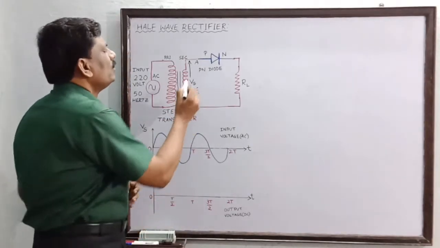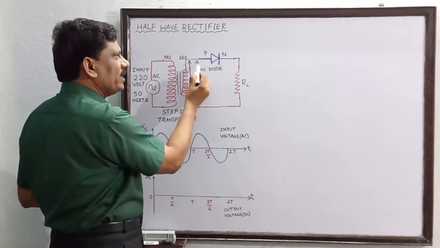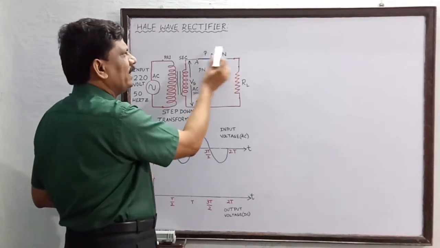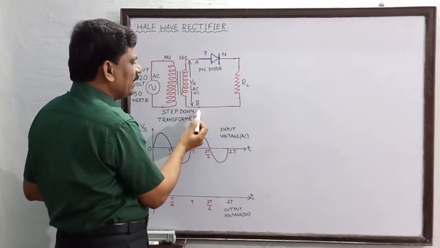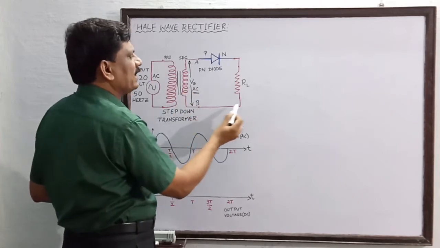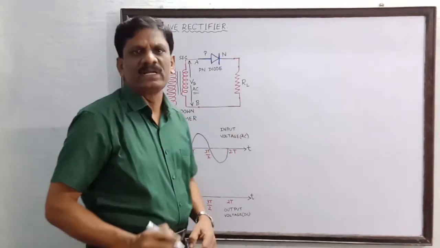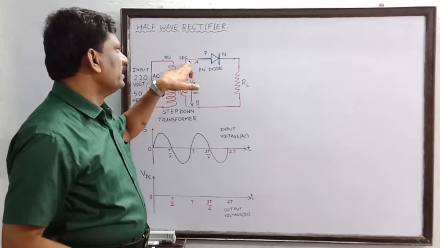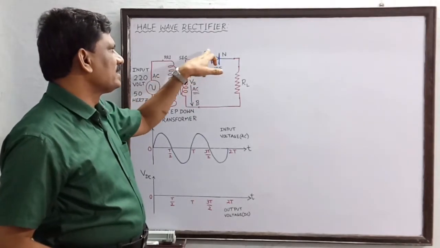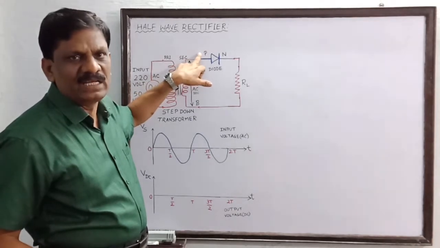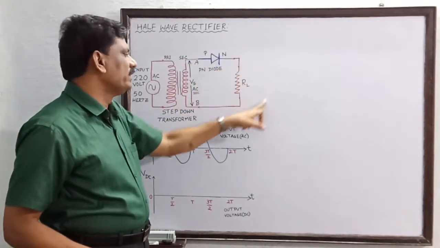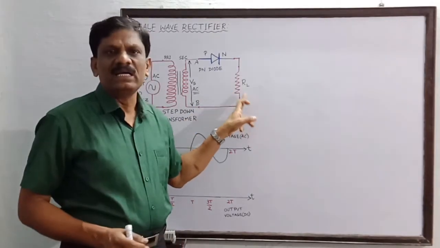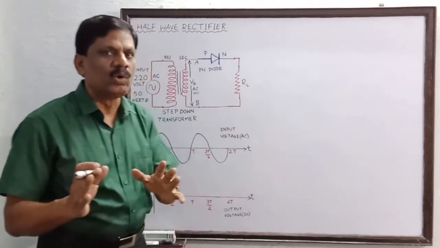Okay. Now you see here the two secondary terminals are denoted as A and B. A is connected to the P region of a semiconductor diode, and the other end B of the secondary of the transformer is connected to the N region through an output resistance which is called the load resistance. So the secondary terminal A is connected to the P region of the diode, and the N region of the diode is connected to the secondary terminal B, in series with the load resistance.